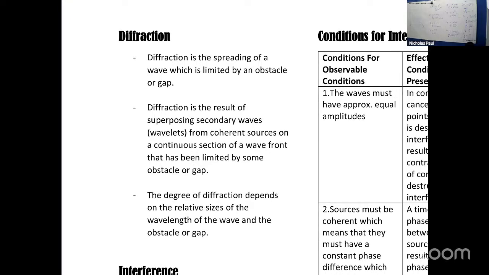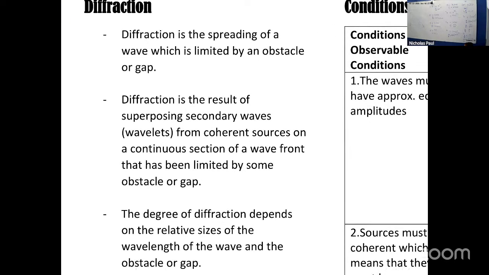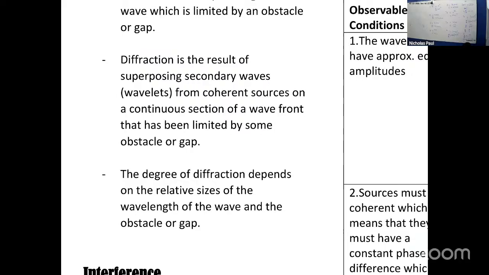Diffraction is what? Diffraction is the spreading of a wave which is limited by an obstacle or gap. The larger the opening, the smaller the diffraction; the smaller the opening, the bigger the spreading. So diffraction is the result of the superposing of secondary waves from a coherent source on a continuous section of a wave front that has been limited by an obstacle or gap. I'll show you a diagram just now.